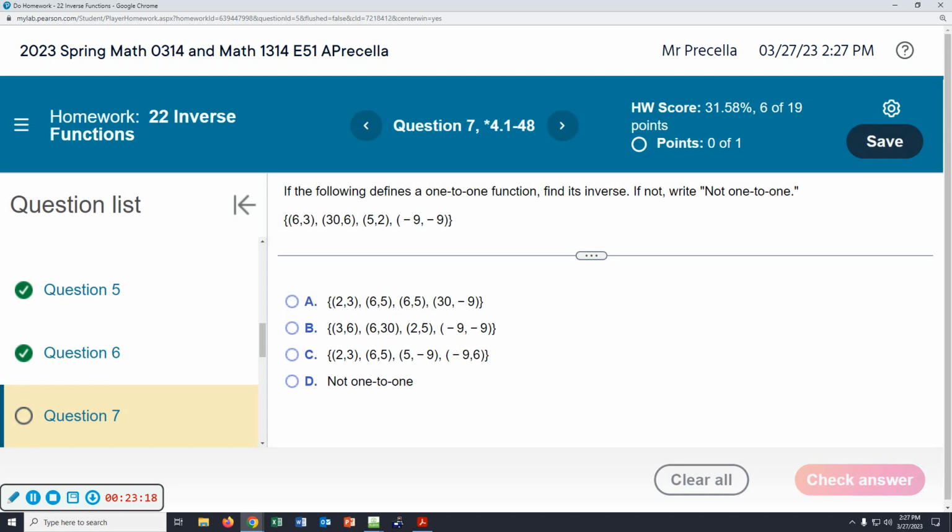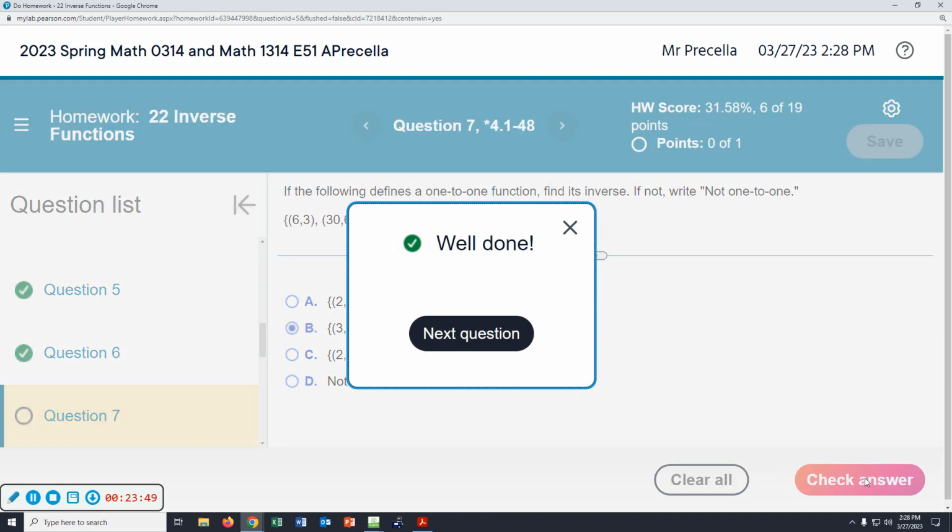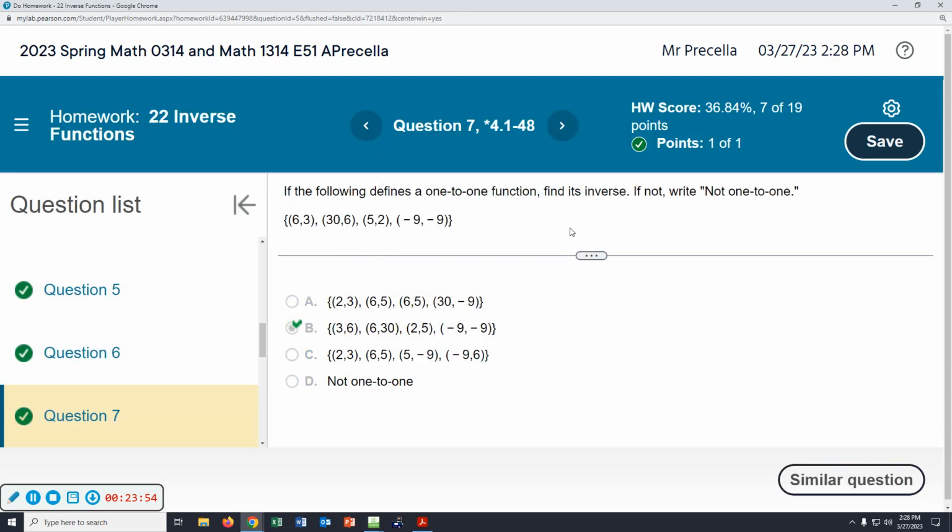Oh, here's another one. It's another one that should go pretty quickly if you understand what I've been saying. Which one? B. Is it one-to-one? 3, 6, 2, -9. Yeah, it's one-to-one. See, I'll say it's B. Yeah. 6, 3 became 3, 6. I agree. 3, 6 became 6, 3. Fine. Yep, I agree. Any questions there?